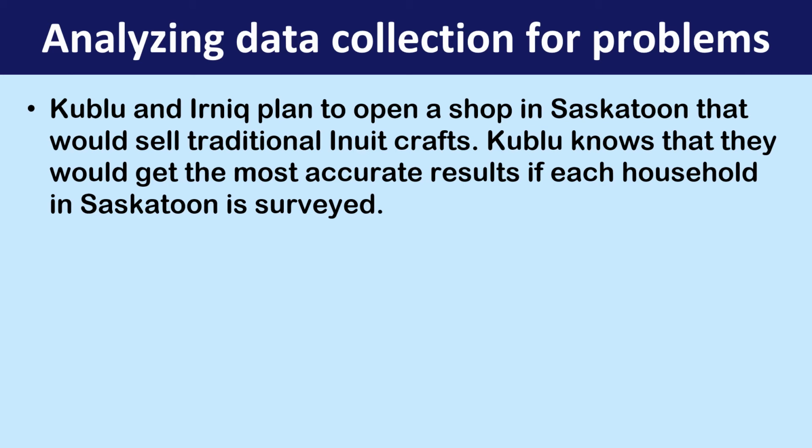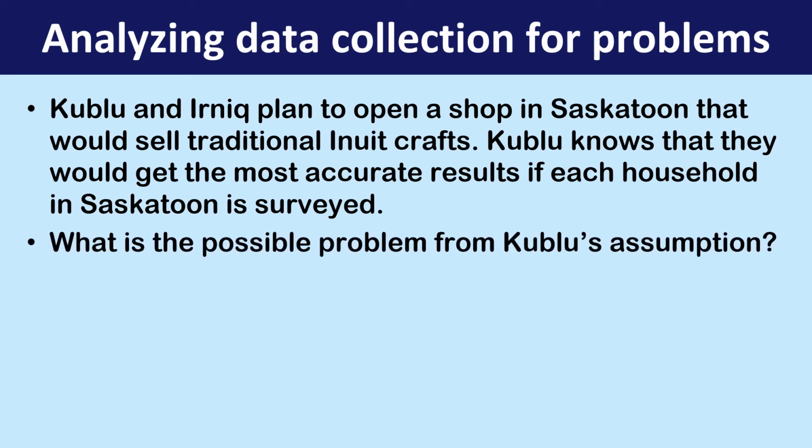Kublu and Ernik plan to open a shop in Saskatoon that will sell traditional Inuit crafts. Kublu knows that they would get the most accurate result if each household in Saskatoon is surveyed. Related to this issue, I want you to identify possible problems. In this example, I can already think of two possible problems, so you can write down the factors and then explain how that can cause a potential problem.